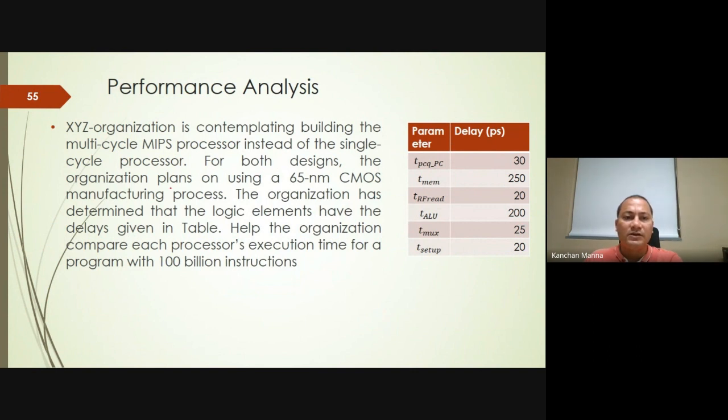For both the designs, the organization plans to use 69 nanometer technology, and they have designed the registers of PC, memory, and the register file. So they have designed them, and they have this delay, in picoseconds. And this organization has determined the logic element delay table. Help the organization compare each processor's execution time for the program with 100 billion instructions. So the program contains 100 billion instructions, and the program shows the behavior that we have seen, 25% load instructions.